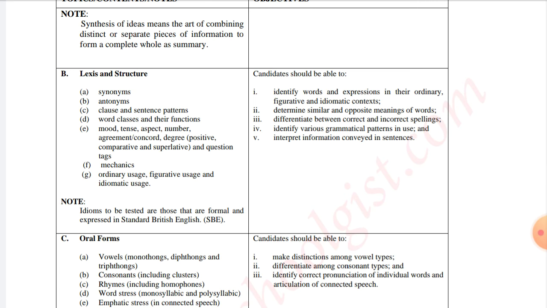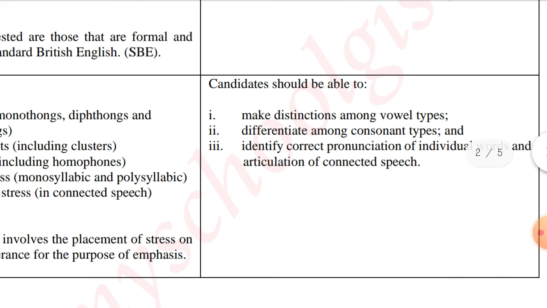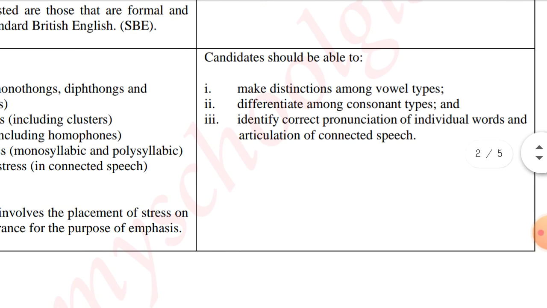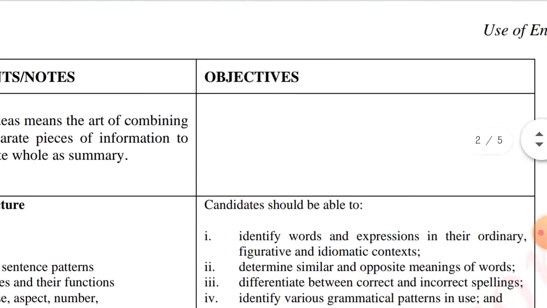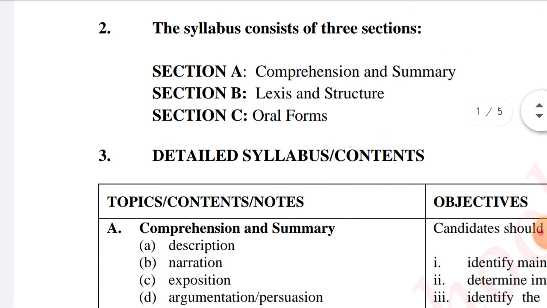Then apart from lessons and structure, in the oral forms, they need you to know vowels. Under vowels, we need monophthongs, diphthongs, triphthongs, then consonants, including clusters, rhymes, including homophones, word stress, monosyllabic and polysyllabic words, then emphatic stress in connected speech. So these are the 3 main areas. So like I said, basically it is about comprehension and summary, that booklet you are given when you register for JAMB, then lessons and structure, then oral forms.